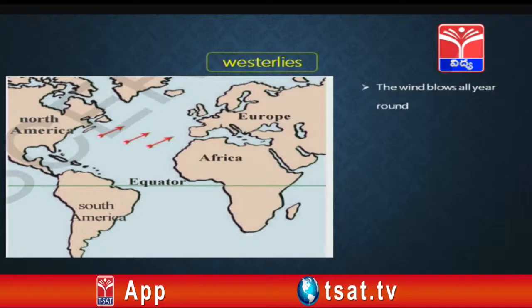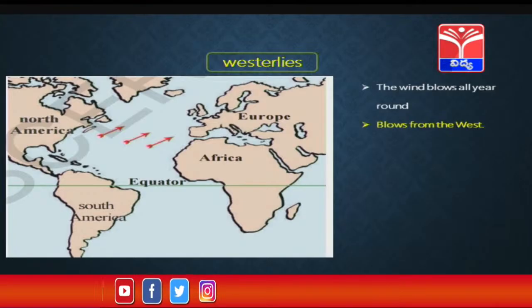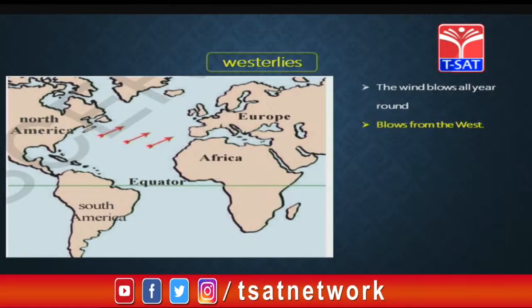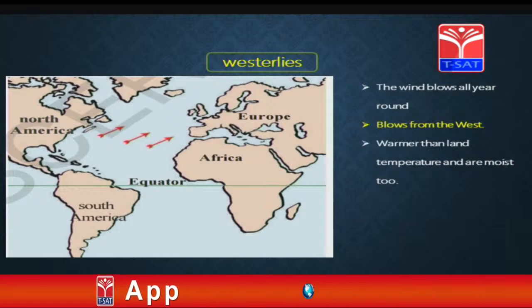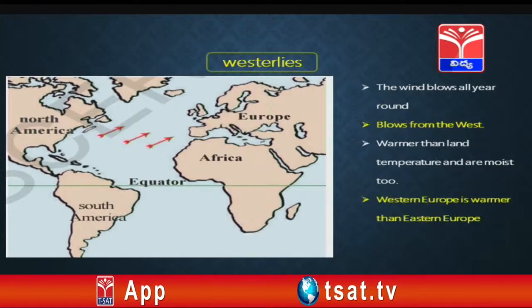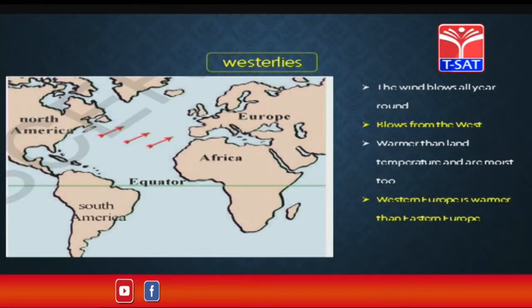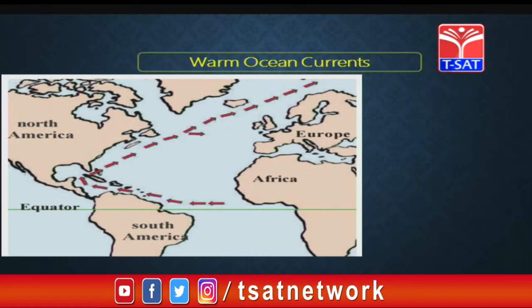Westerlies: the winds that blow all year round from the Atlantic Ocean from the west direction are called westerlies. These westerlies are warmer than land temperature and are moist too. That is why Western Europe is warmer than Eastern Europe. Warm ocean currents. Let us first understand what currents are. Currents are nothing but the flow of the water in the ocean.